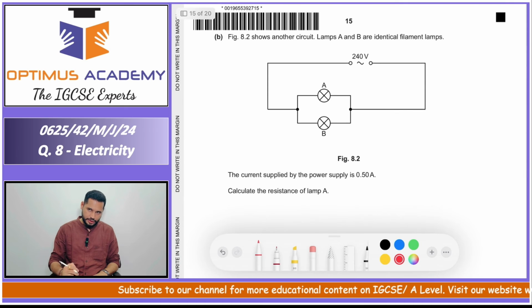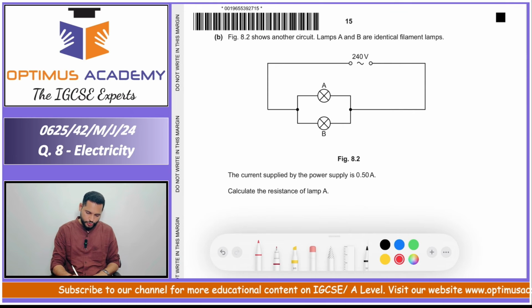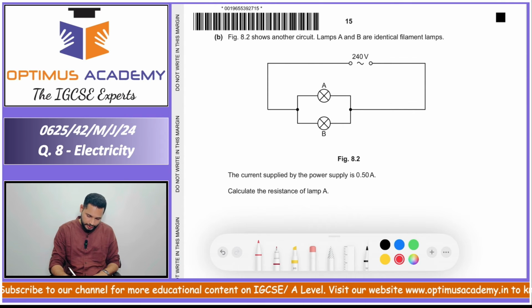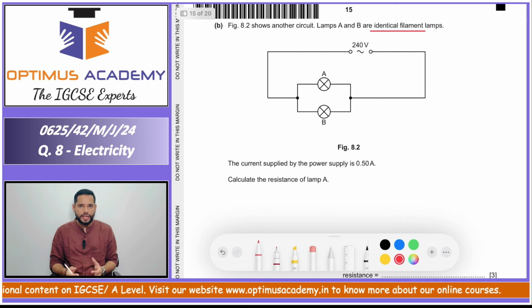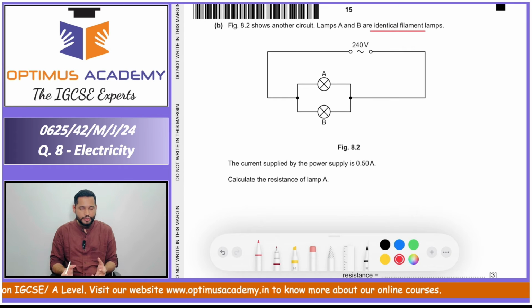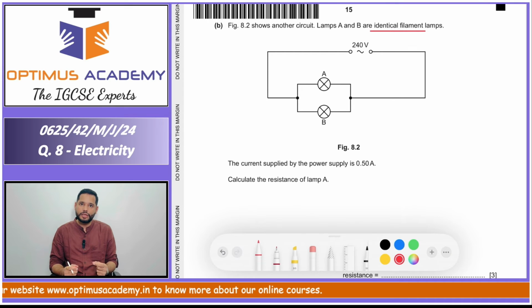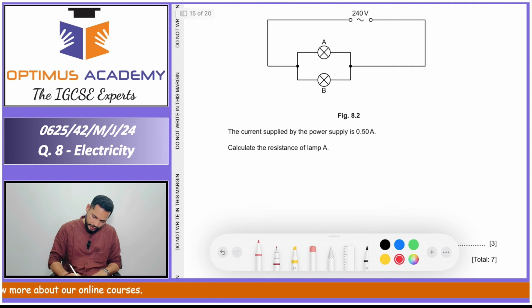Next question, question B. Figure 8.2 shows another circuit. Lamps A and B are identical filament lamps. Now when they say identical filament, what we need to understand from this point is that they have the same resistance. Now if the resistance is the same, then the current is going to be equally splitting between these two components. The current supplied by the power supply is 0.50 ampere.